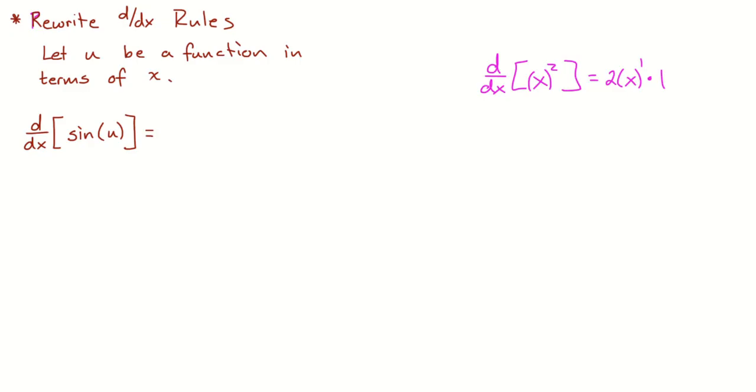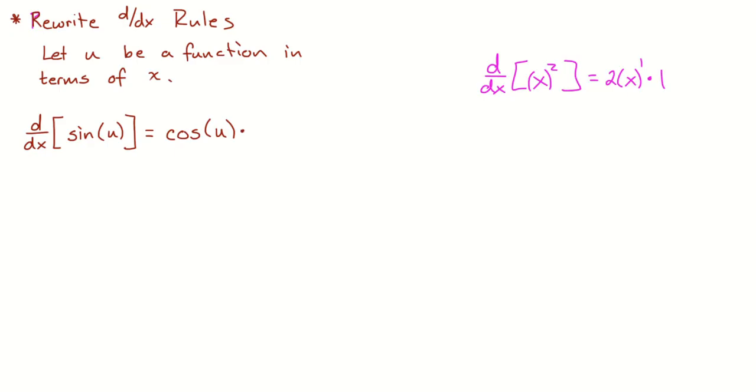Sine, and the inside is u. So what's the derivative of the outside? Cosine. What do we do with the inside when we're using chain rule? Nothing. Don't touch it. U. And then we do one more little thing. Times the derivative of the inside.